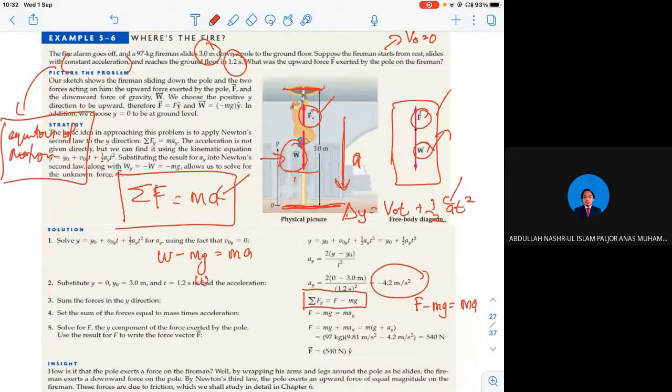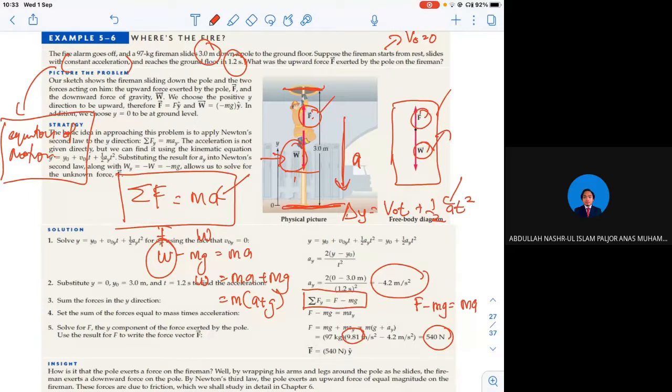Then W is equivalent to ma plus mg, so m times a plus g. Then you put in that value, which is negative 4.2 plus 9.8. Don't use 9.81 like they did, because that is from examples in other books. Then you will find the F, or the weight. Please note here, I'm using the weight as a value. This one is actually weight, and this one is force.